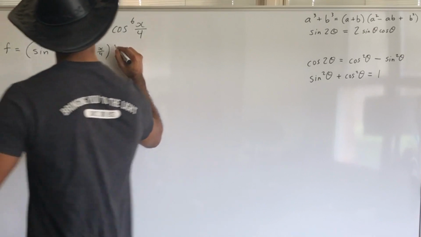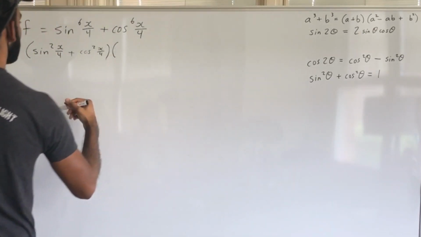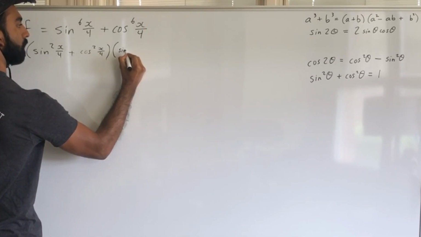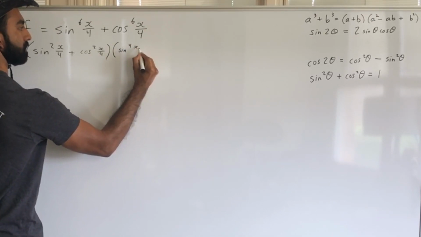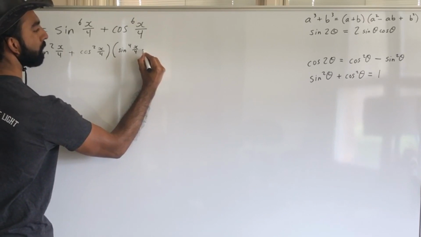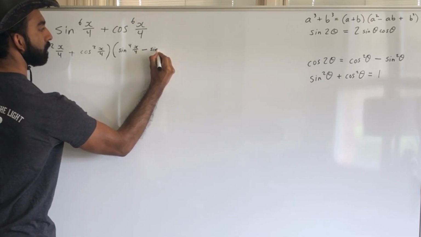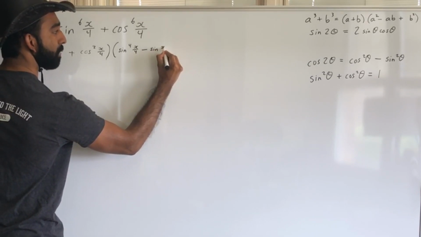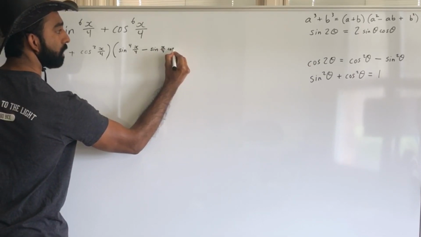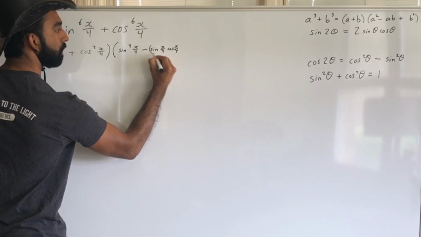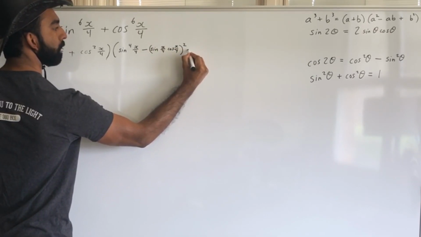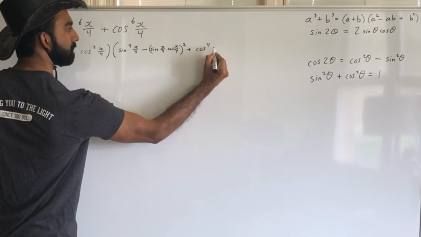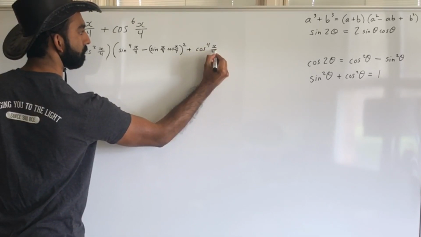Cool. All right, and that's all going to be multiplied by sine to the fourth of x over 4, minus sine squared x over 4 times cosine squared x over 4, which I can write, by the way, as sine x over 4 cos x over 4, all squared, plus cosine to the fourth of x over 4.